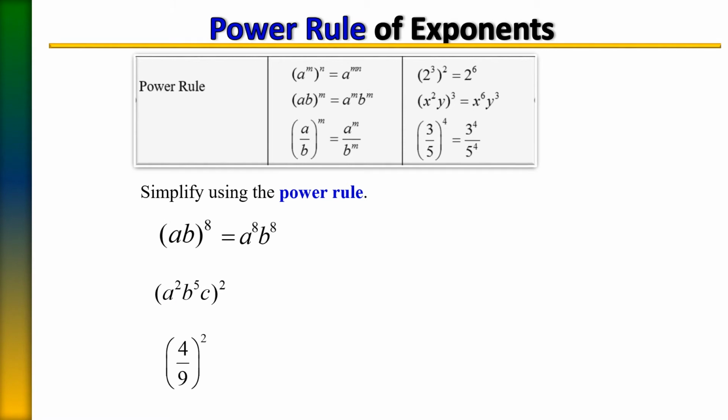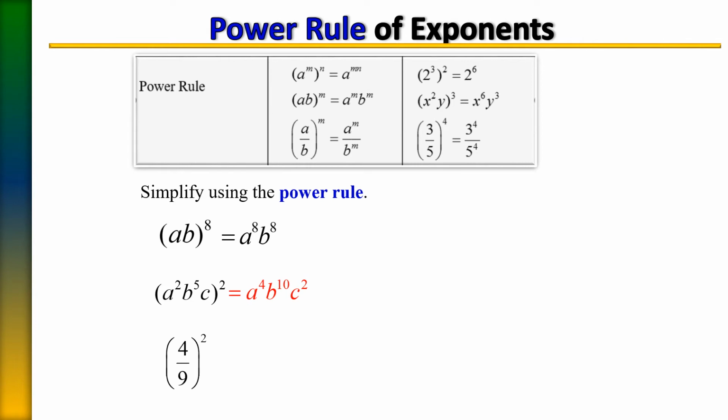On the next example, all of them have exponents. Remember that c has an exponent of 1. So when they have an exponent inside, you're going to multiply their exponent with the outside exponent. So that's going to be a to the 4th power, because 2 times 2 is 4. Multiply these two with the b's. 5 times 2 is 10, so that's going to be b to the 10th power. 1 times 2 is 2, and c squared. So the answer is going to be a to the 4th power, b to the 10th power, and c squared.